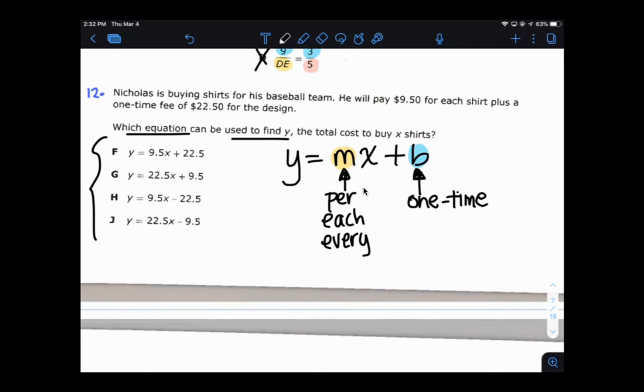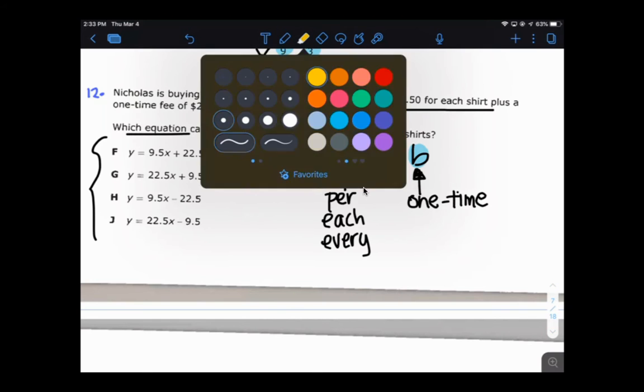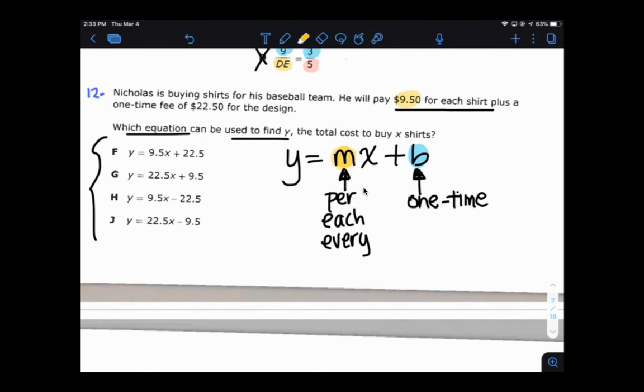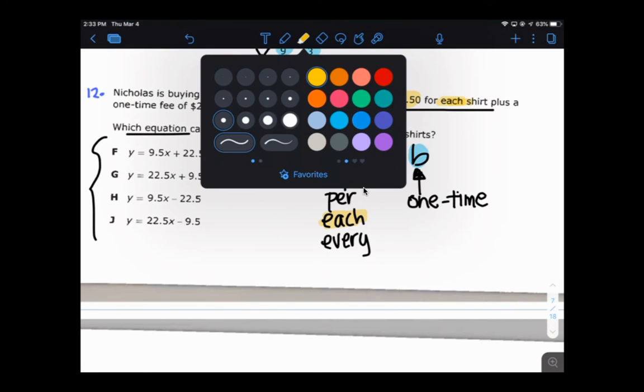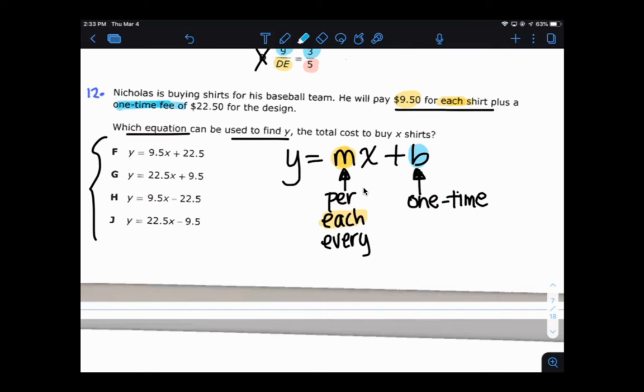description of the problem and it says buying shirts for his baseball team. He will pay $9.50 for each shirt. I think we have identified our m right here, using the words each shirt. And then it says plus, okay, we have a plus in our equation. A one-time fee. We have a winner, a one-time fee of $22.50.